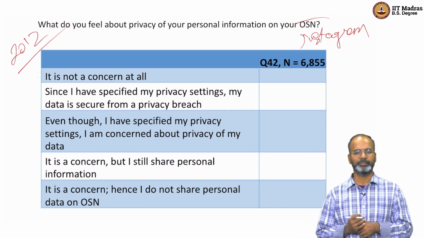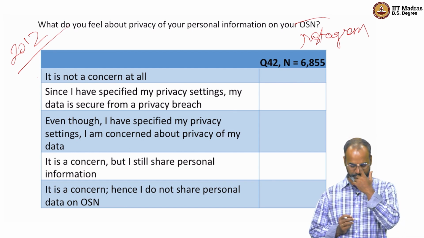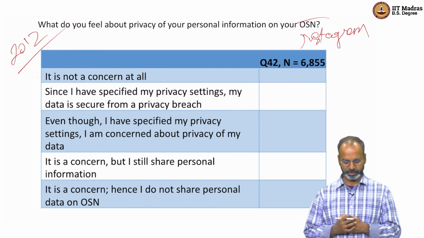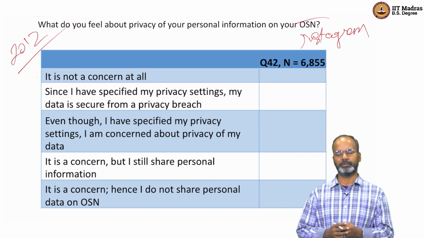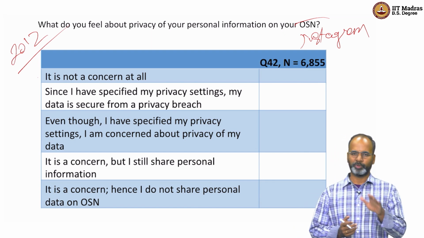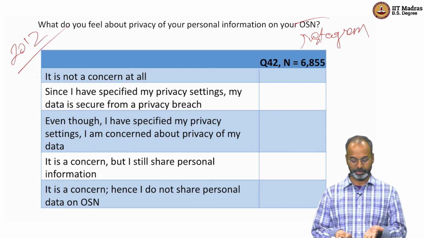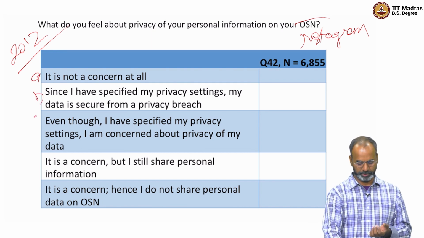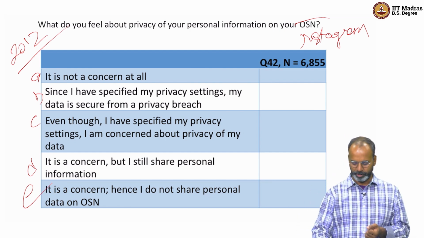It's not a concern at all, right? Since I've specified my privacy settings, my data is secure from a privacy breach. Even though I've specified my privacy settings, I'm concerned about the privacy of my data. It is a concern, but I still share my personal information. It's a concern, and so I do not share personal information or data on Insta, right? So just pause the video and take a look at this question and try to see what category you would belong to. Let's take A, B, C, D, E. Which category would you belong to? Now let me show you the result.